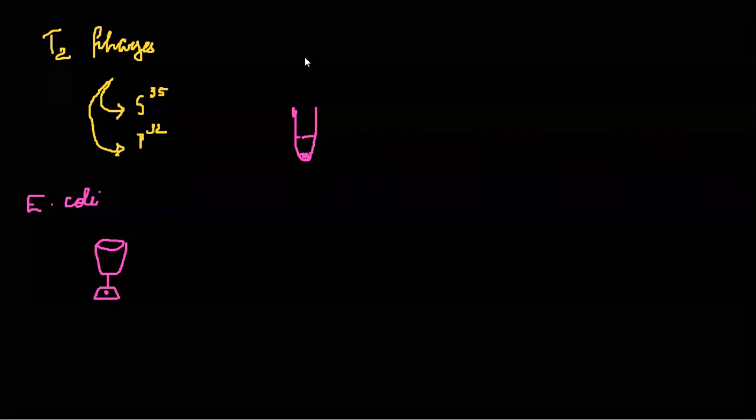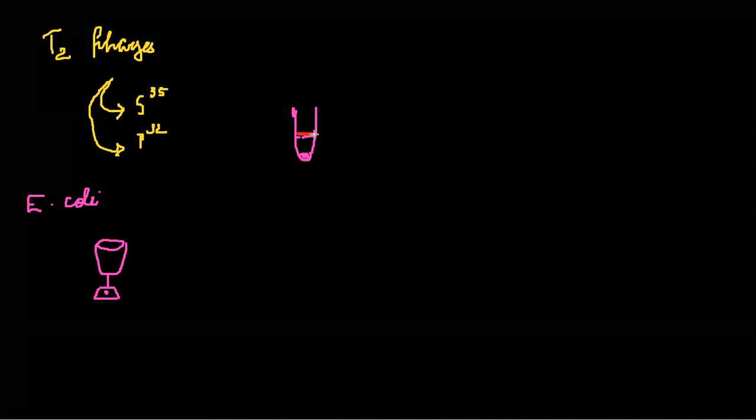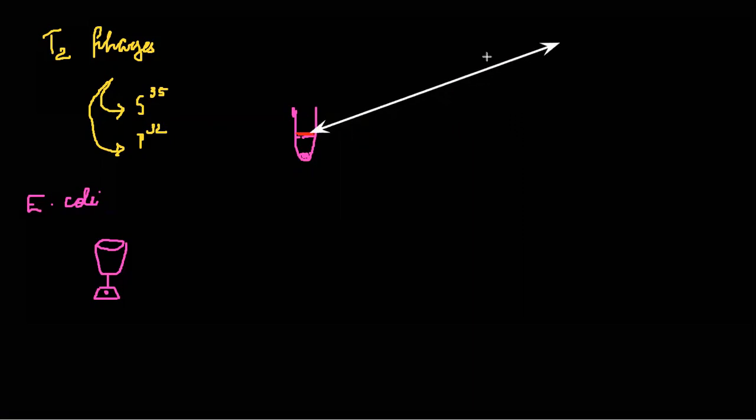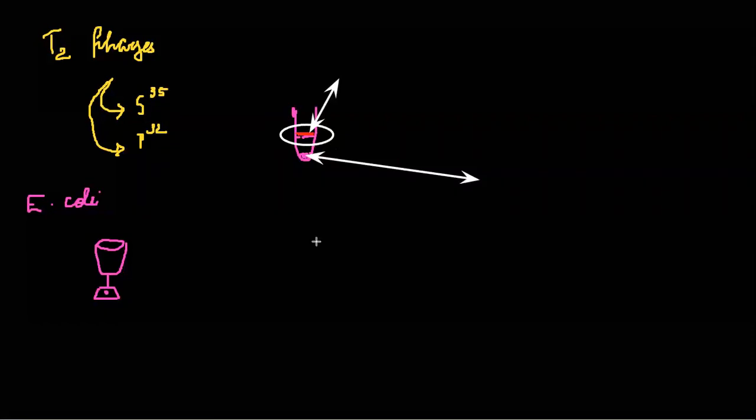Let me draw a line here. So here you can see the radiations are emitted. This red line is here to mark this radiation, and here we have the bacterial cells. So radiations are emitted from the viral coat in the first test tube. In the second test tube, radiations were emitted from the settled down particles.